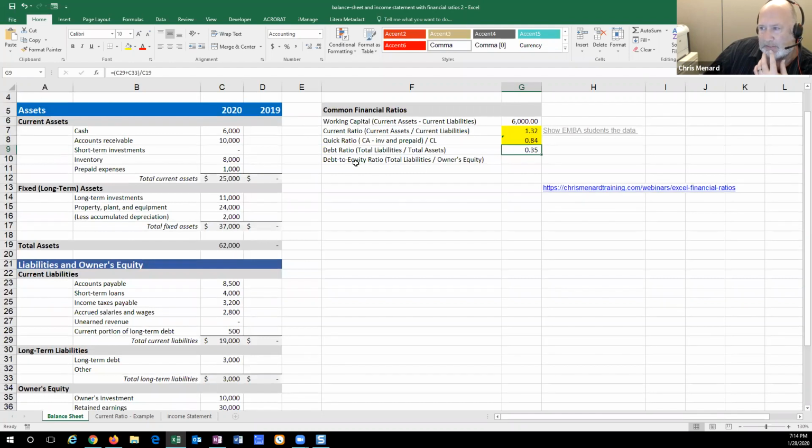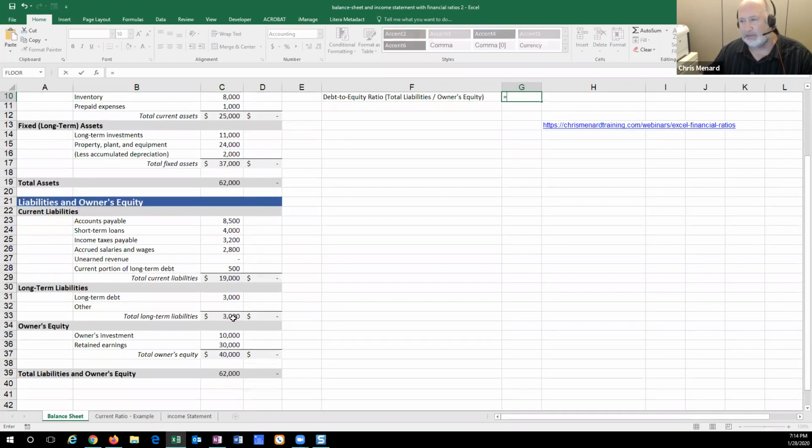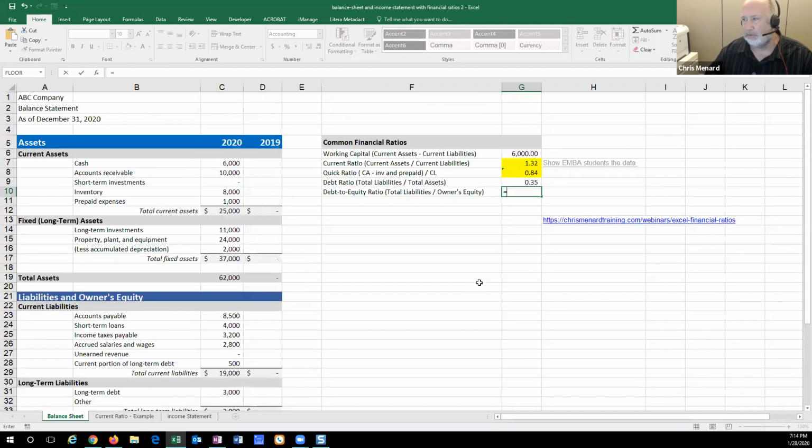And then finally, the last one is the debt to equity ratio, and it's the liabilities divided by the owner's equity. I'm just going to do the math in my head. 19,000 and 3,000 is 22,000 divided by 40,000. In real life, don't do this, reference the cells. That's telling you if the shareholders had to fund the company to pay for the liabilities, could they do it? And the answer is yes on this one. So, any questions before I continue?